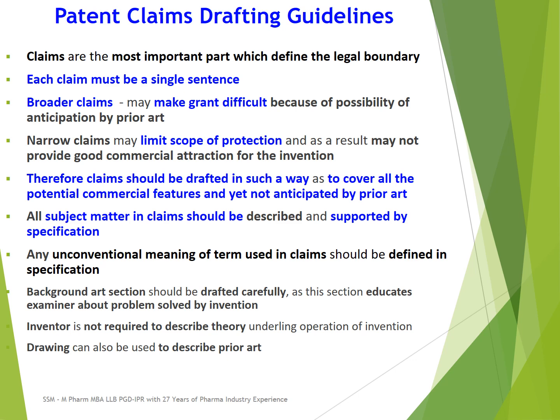Any unconventional meaning of a term used in a claim should be defined in the specification. As I mentioned earlier, you can give any meaning to any term used in your claim section, but you have to explain that meaning in the specification or description section. The last 3 points are basically not related to claims, but they are related to the patent itself because they are important. That's why I have mentioned them here.